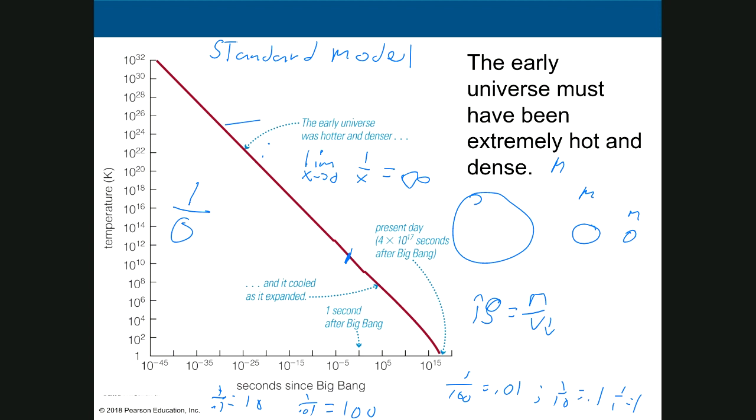We can extrapolate back to where the standard model doesn't make predictions anymore, which is at this point here, 10 to the minus 42 seconds, when the universe is 10 to the minus 42 seconds old. At that point, the standard model doesn't make predictions. The standard model breaks down. So that's some interesting math lessons.